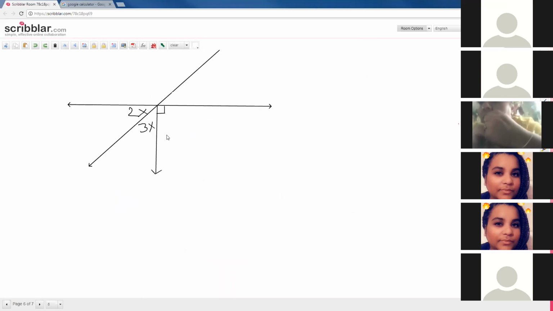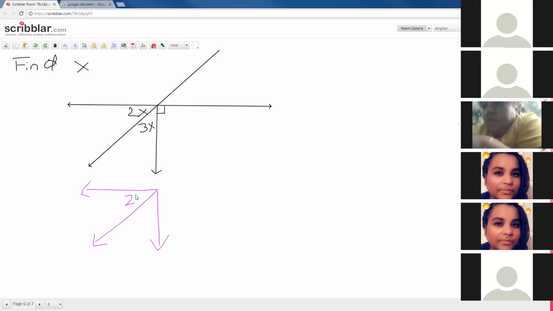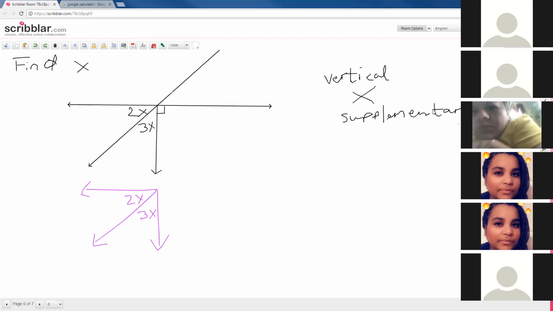So I used the same picture, but this time, even if they give us the same instructions to find x, they put stuff in different spots. This isn't necessarily supplementary. So again, if you're having trouble with the entire picture, focus on the part that's actually labeled. We have our 2x and our 3x. And we have those four basic situations: vertical, where they cross, supplementary that adds to 180, complementary that adds to 90, and parallel.